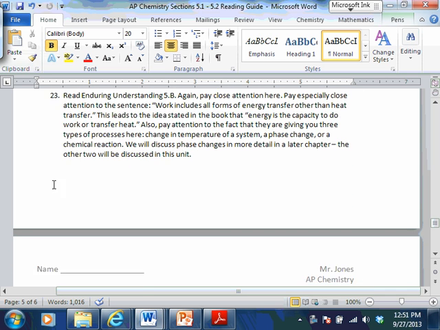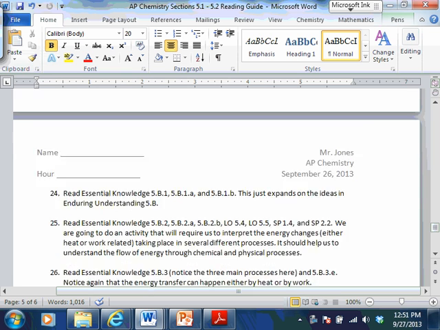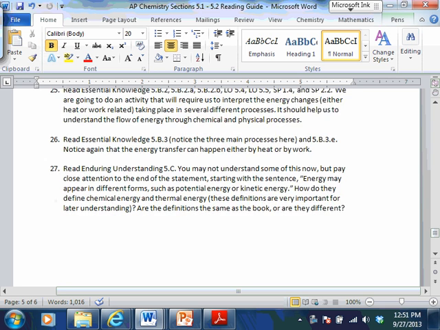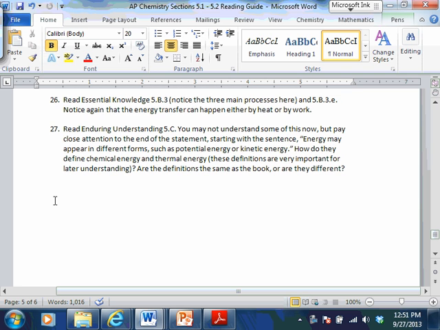Work includes all forms of energy other than heat transfer. Yeah, I would look at that. But I'm not going to go over it now because we need to get to the activity. Yeah, we're going to do an activity where we talk about the flow of energy. So I think that'll be fine. We don't need to cover that on here.